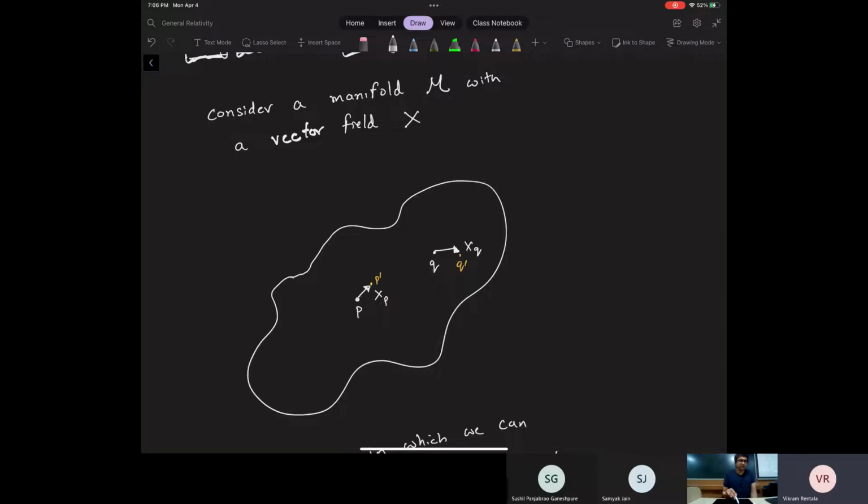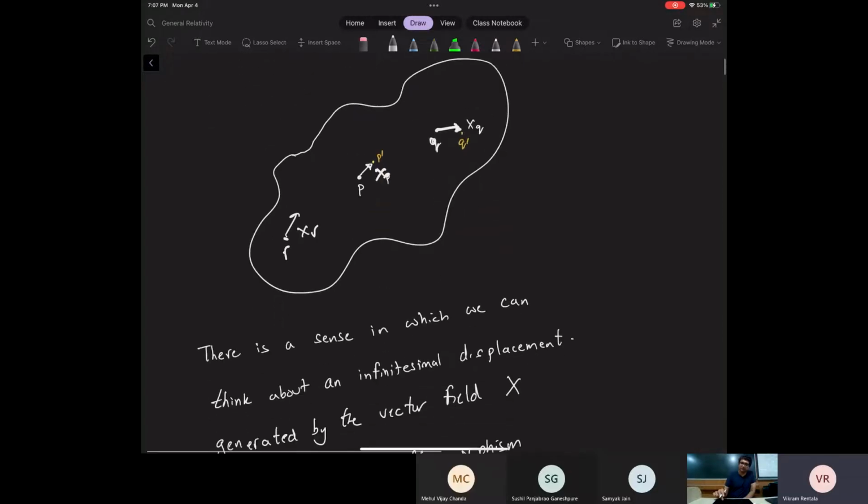We'll consider a manifold M. This manifold doesn't necessarily have a metric, so it's just a manifold, not necessarily a metric space, and it has a vector field X on it. A vector field X means that at every point R, there's a vector X_R associated with that point. This vector field is smooth over the entire manifold. For example, if I have the point P, there's a vector X_P. If I have the point Q, there's a vector X_Q.